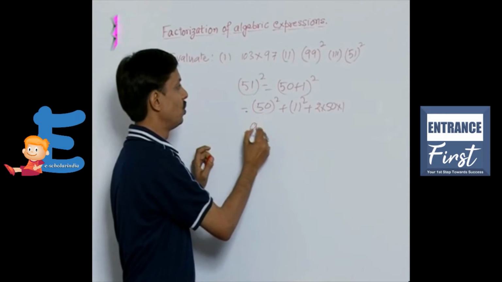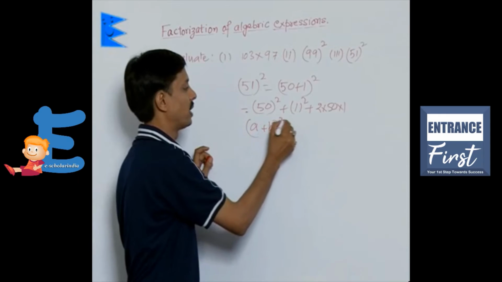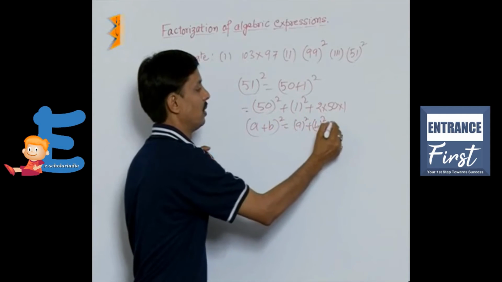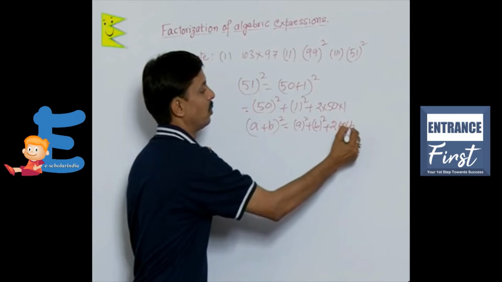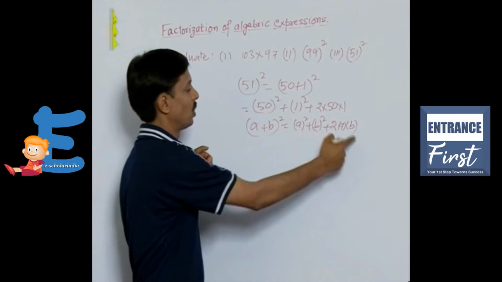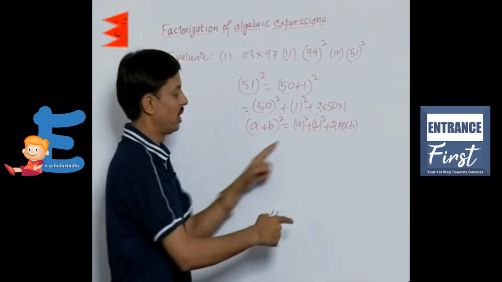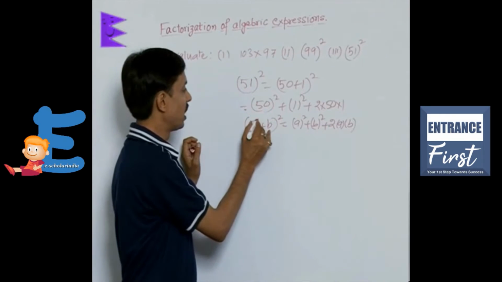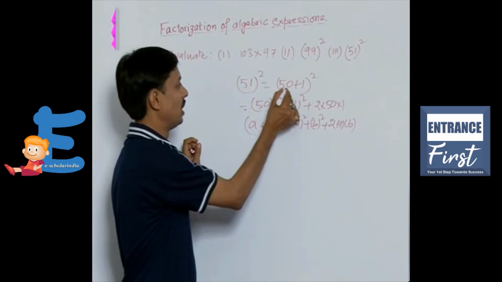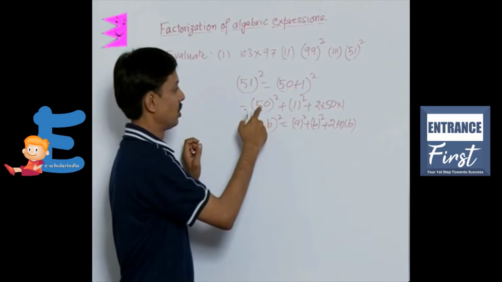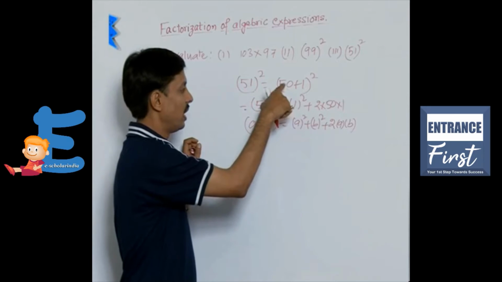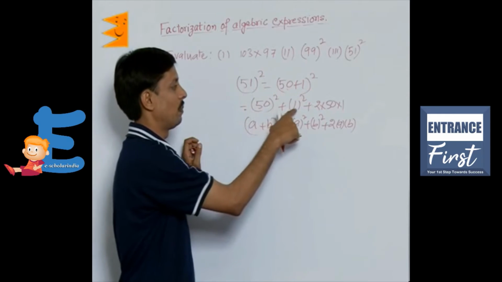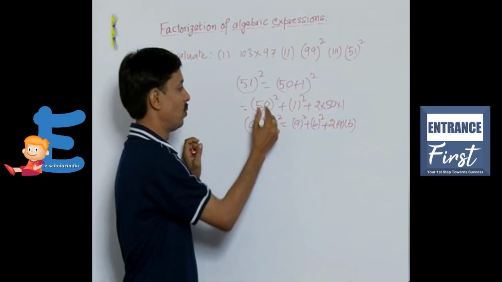Why? Because you know (a plus b) whole square's formula is a square plus b square plus 2 into a into b. So a square plus b square plus 2ab becomes (a plus b) whole square, and that is coming out in the same. So now here a is what? 50. b is what? 1. So that's why 51 whole square is expanded as (50 plus 1) whole square, written as 50 square plus 1 square plus 2 into 50 into 1.